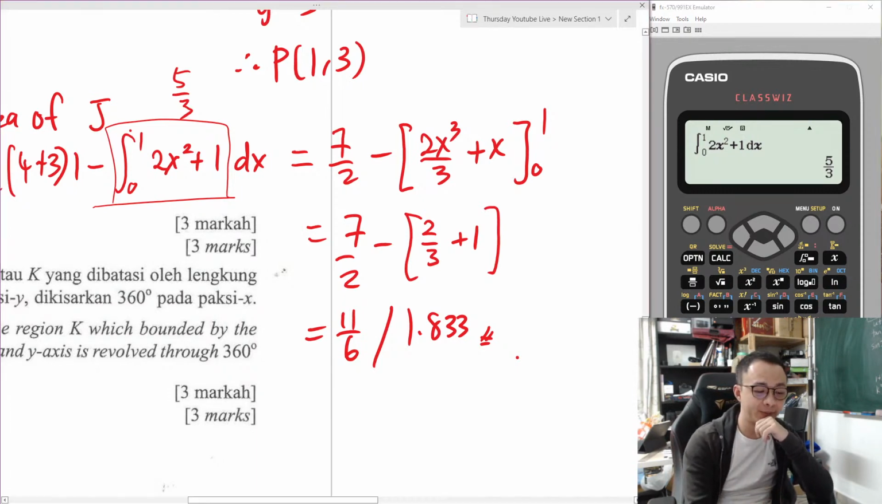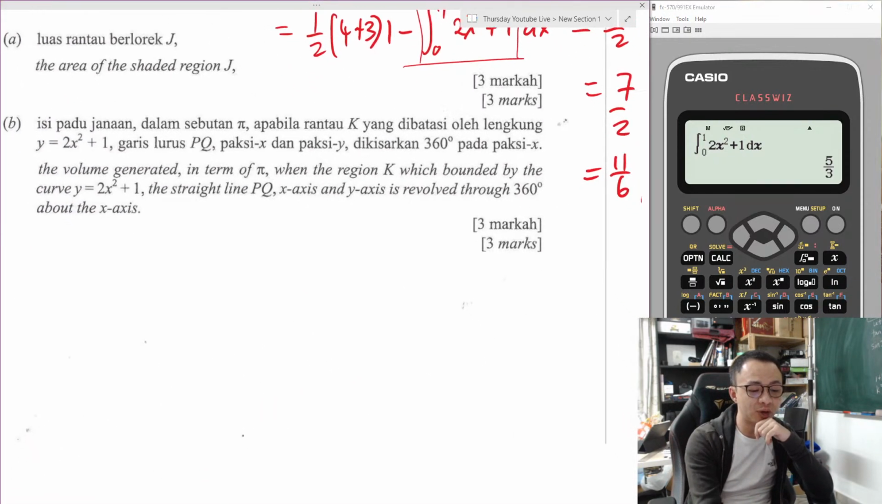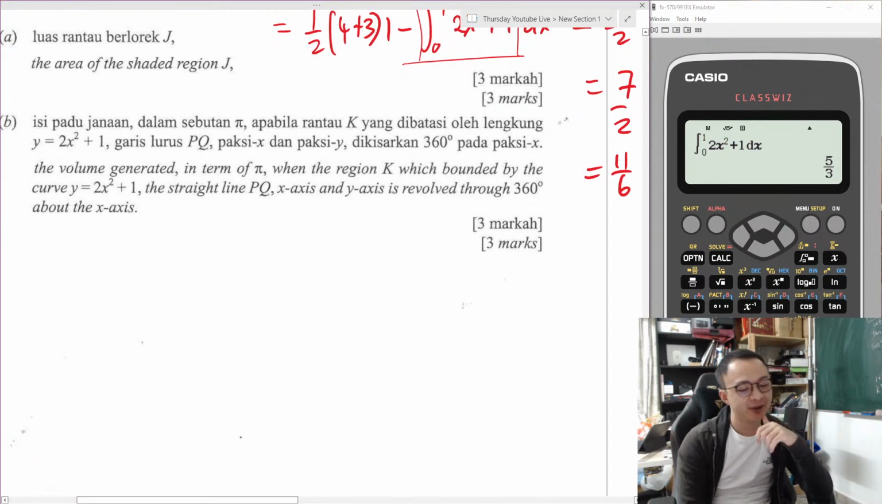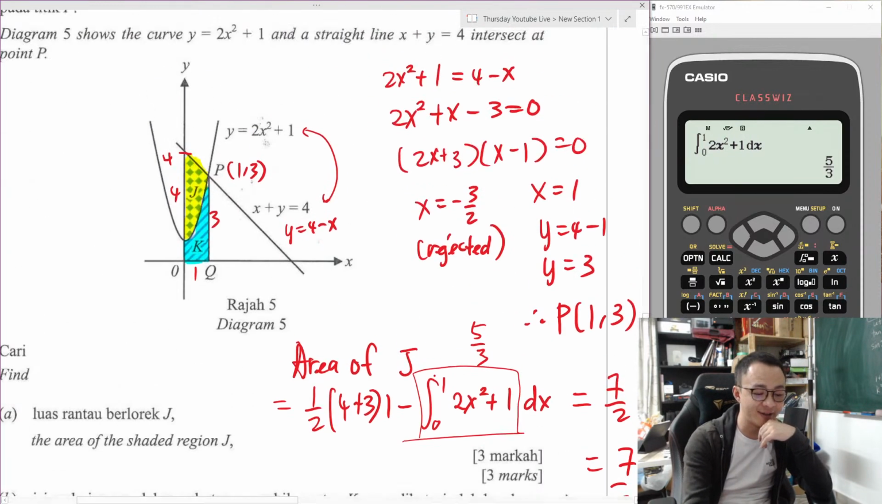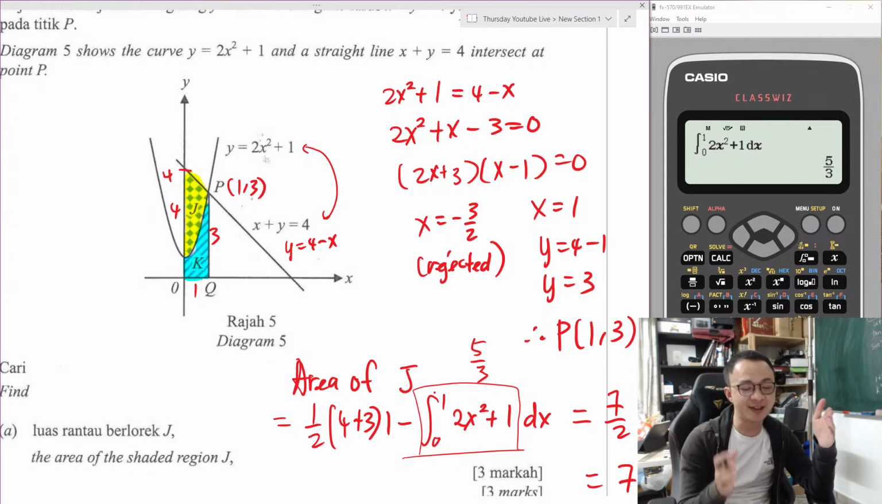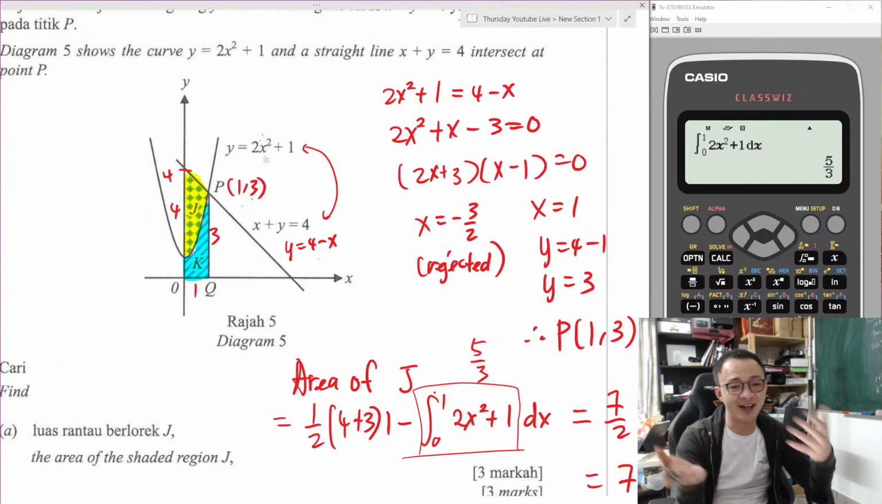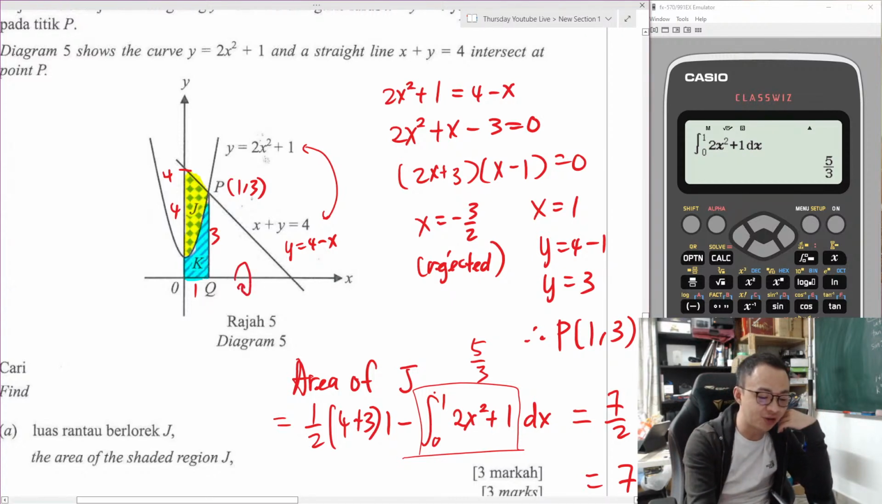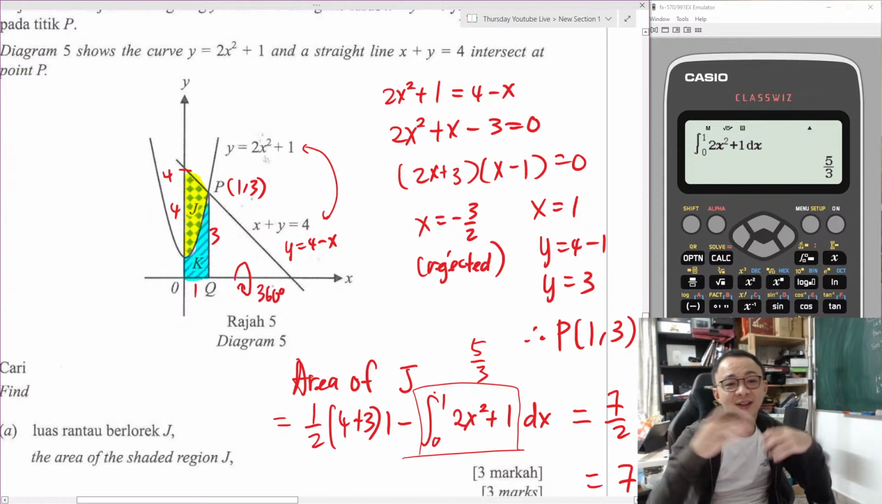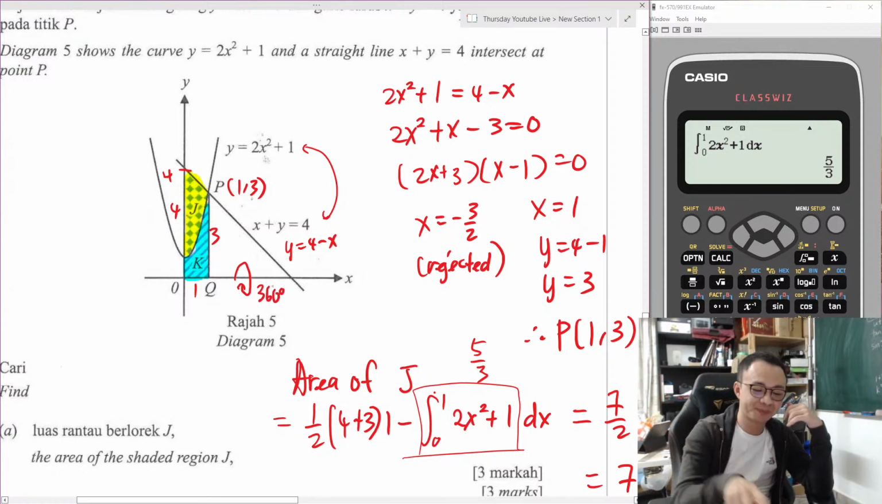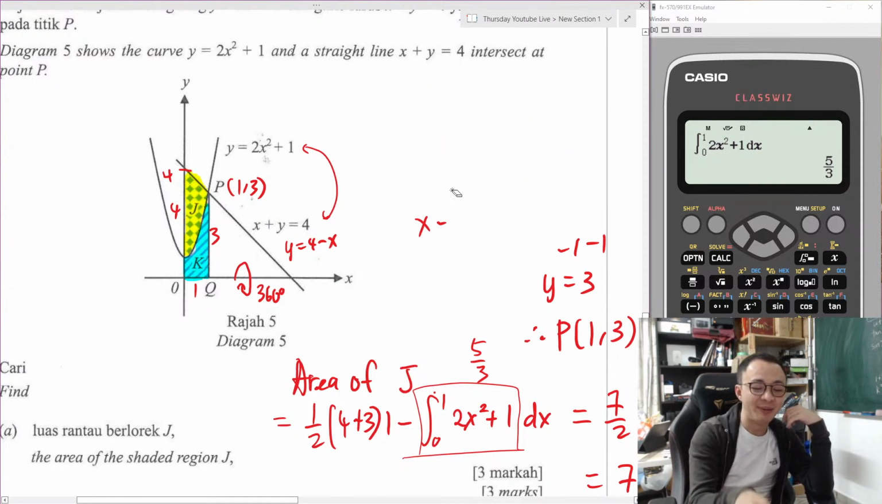Okay, so done. Then we go to part B here. The volume in terms of pi when the region K, which is bounded by the curve and the straight line PQ and the x-axis and y-axis, is revolved 360 degrees about the x-axis. So right now the K is covered by the y-axis, PQ, the curve, and the x-axis. So this K is going to rotate 360 degrees on the y-axis, I mean on the x-axis.